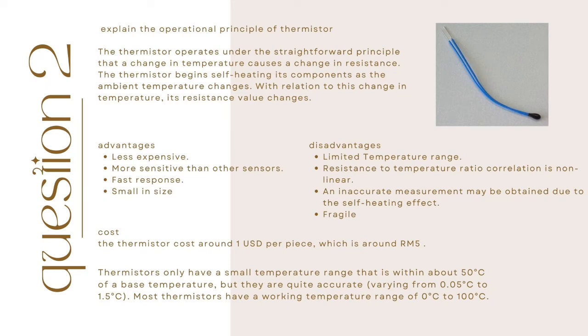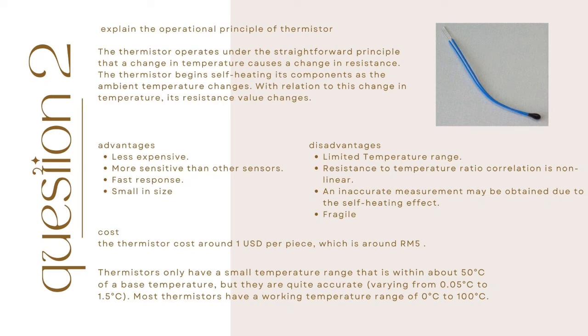Next is the thermistor. The thermistor operates under the straightforward principle that a change in temperature causes a change in resistance. The thermistor begins self-heating its component as the ambient temperature changes. With relation to this change in temperature, its resistance value changes. The advantages of the thermistor: it is less expensive, more sensitive than other sensors, has a fast response, and is small in size. Meanwhile, the disadvantages are a limited temperature range, a non-linear resistance to temperature correlation, inaccurate measurement due to the self-heating effect, and fragility.